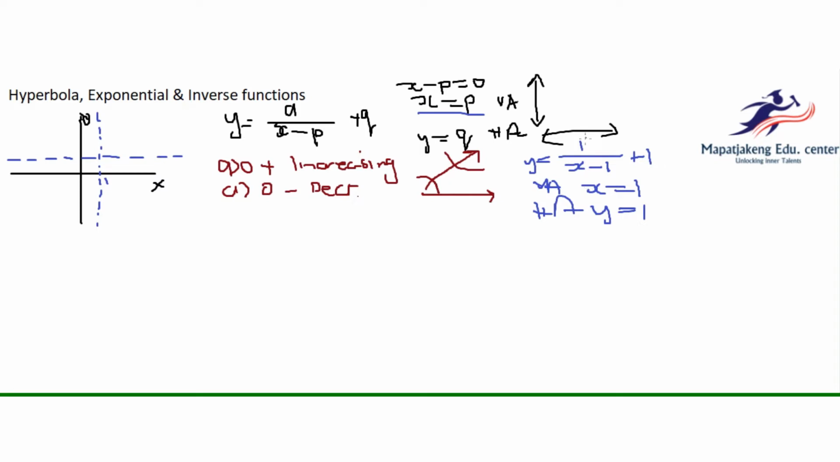Now a tells us that our hyperbola is positive, meaning it's increasing from the lower part. From the lower part it goes like this, and then it goes up like that. It's increasing, but it doesn't touch the asymptotes, it just gets close by. So this is our hyperbola.